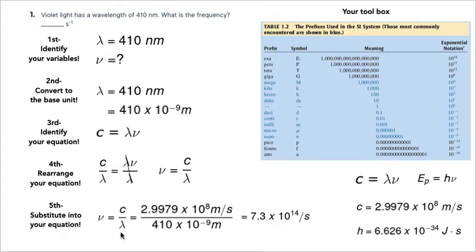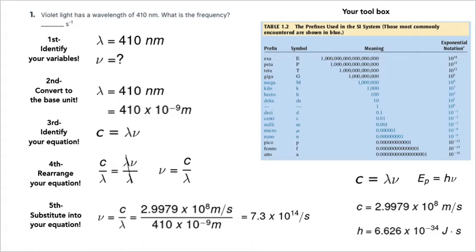So that is the frequency of this violet light, that the wave cycle occurs 7.3 times 10 to the 14th times in every second.